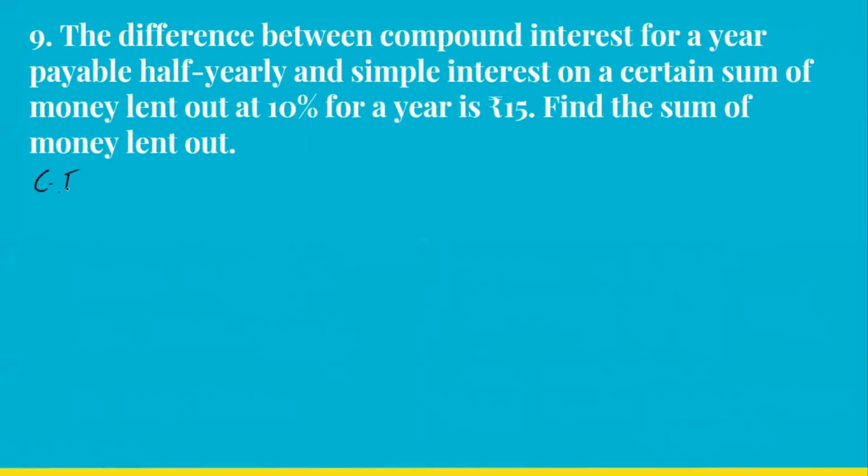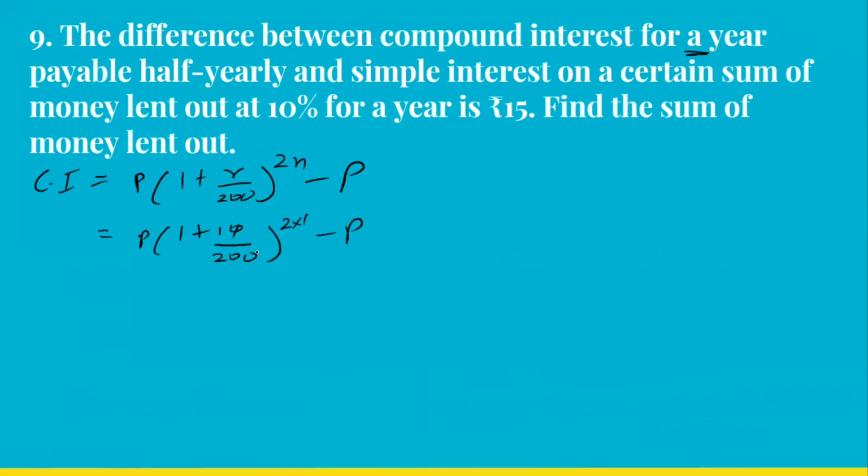So compound interest is equal to A minus P. So which is P in bracket 1 plus R upon, since it is half yearly, 200 raised to 2n minus P is going to be your compound interest. So which is P in bracket 1 plus the R rate is 10 upon 200 raised to 2n. The period here is now 1 and n is 1. So it is for 1 year. Okay. Difference between compound interest for a year. So 2 into 1 minus P.